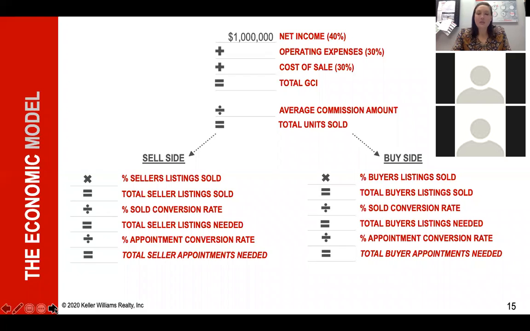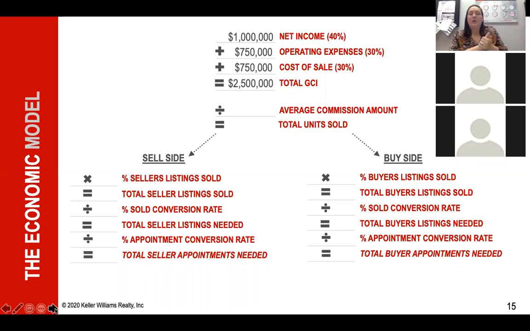Okay. So you're going to assume that based on the principles of the MREA, we run on a 30-30-40 model. You want to assume that you get at least a 40% profit. So how you're going to do that is take your $1 million net, multiply it by 2.5, and you're going to get your $2.5 million gross commission income. Then you pull out your 30% for expenses and 30% for cost of sale. Again, these are benchmarks to stay within.